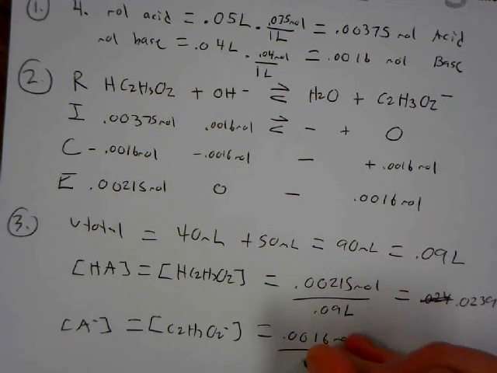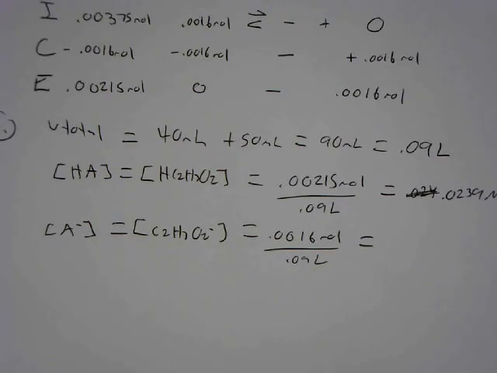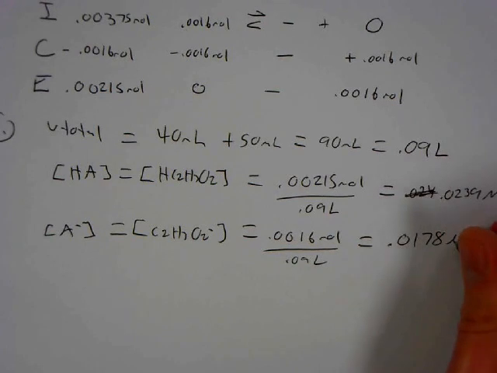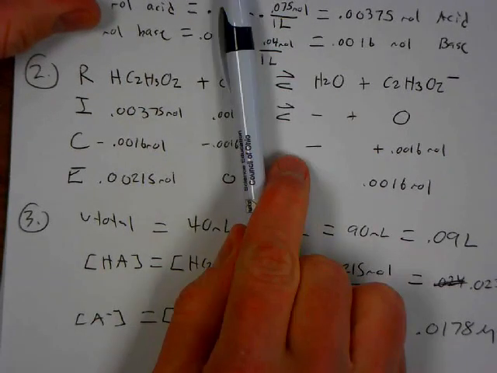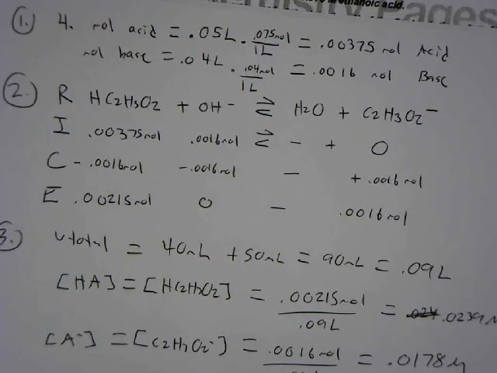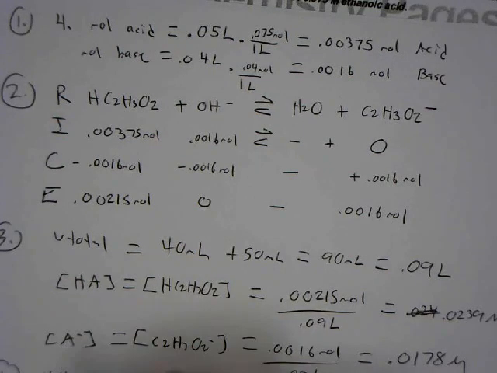My concentration of A minus in this situation is going to be the concentration of C2H3O2 minus. I'm showing you the HA and the A minus. That's going to equal 0.0016 moles divided by 0.09 liters. What do you get for your molarity here? 0.0178 molar. I now have a concentration of an acid, the concentration of the salt, and I have, what else? The pKa.